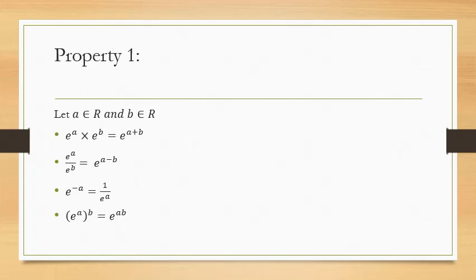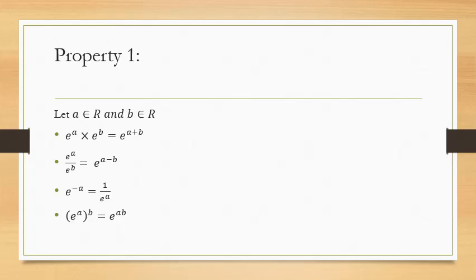Property 1. Let a belong to R and b belong to R. A and b are two real numbers. First, e power a times e power b is equal to e power a plus b. Multiplication of the same base e, we add the powers. E power a over e power b is e power a minus b.